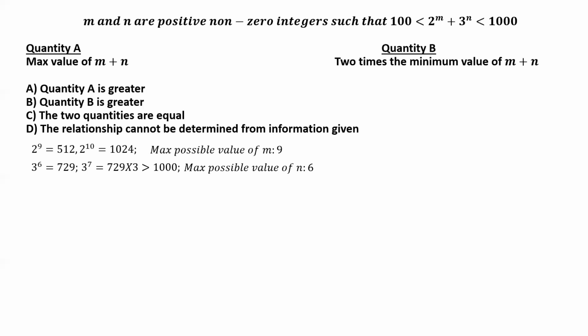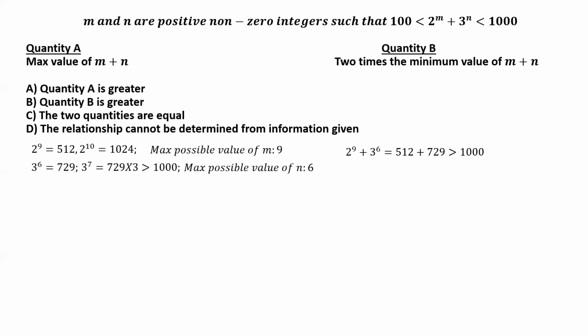In that case, 2 to the power m plus 3 to the power n becomes 2 to the power 9 plus 3 to the power 6, which is 512 plus 729. Again, I don't need to know what this sum is, but it's pretty evident that it's greater than 1000, right? So for these values of m and n, for m equal to 9 and n equal to 6, this inequality is not satisfied because 2 to the power m plus 3 to the power n exceeds 1000.